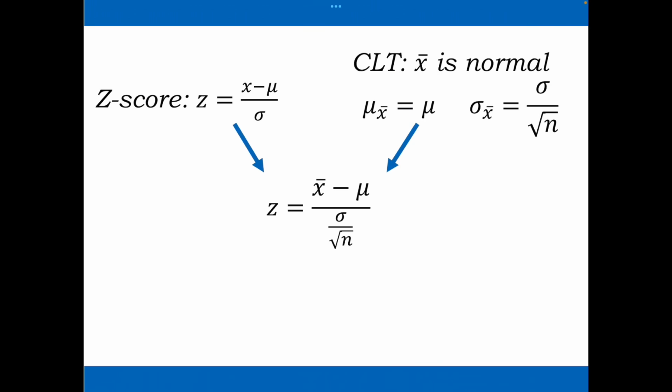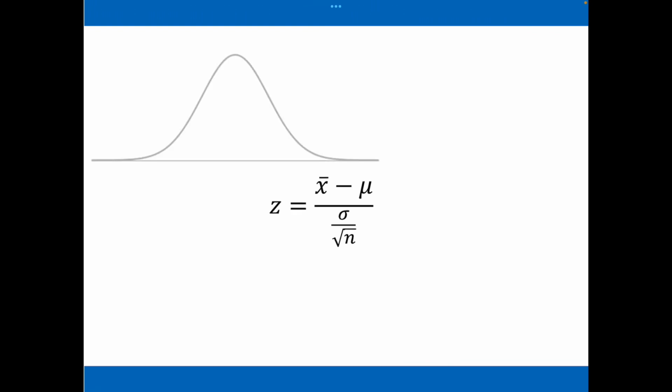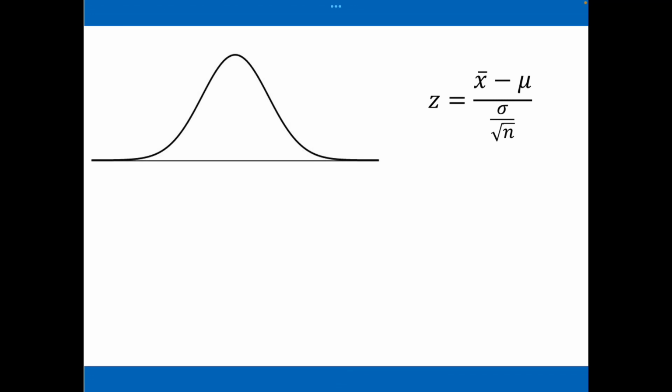Notice I just replaced my x with x bar. My mu stayed the same because my average for my averages is still mu, and my standard deviation changed to sigma divided by the square root of n. Now we take this and recognize that this should be a normal distribution. This means we have a normal curve, like we've seen throughout the semester. And if we use this expression, we end up with a standard normal curve. So that means the mean and the standard deviation for this curve are 0 and 1.